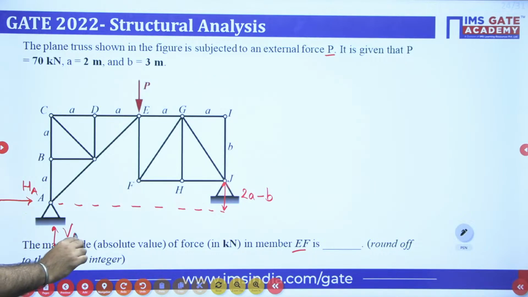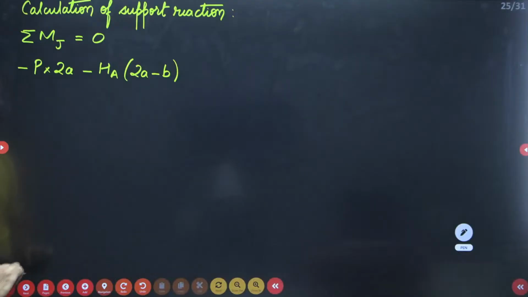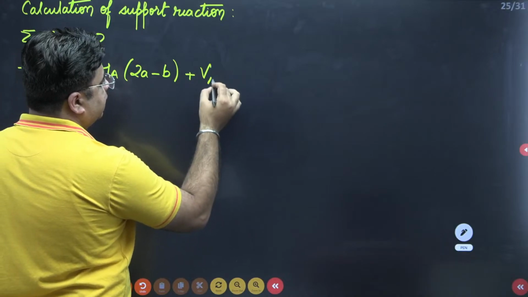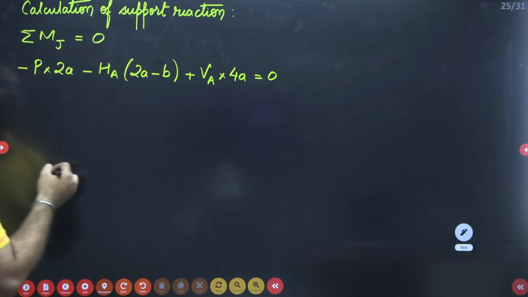The next you have a clockwise moment due to VA. This is your vertical reaction at A. So the moment due to VA is VA into 1, 2, 3, 4, 4A. So this is equal to plus VA into 4A, and this should be equal to 0. Now substitute all the values.